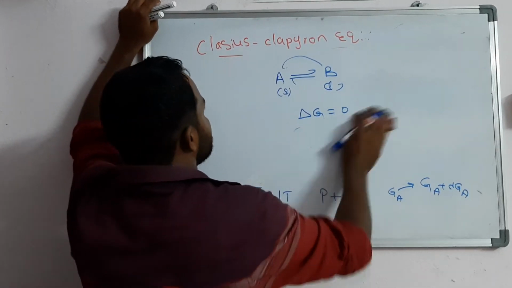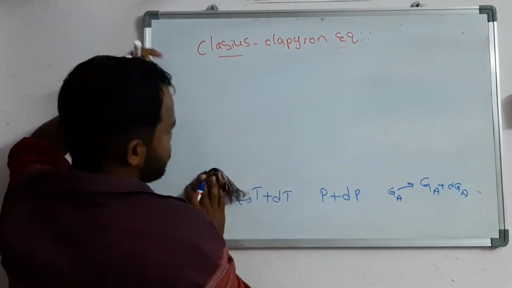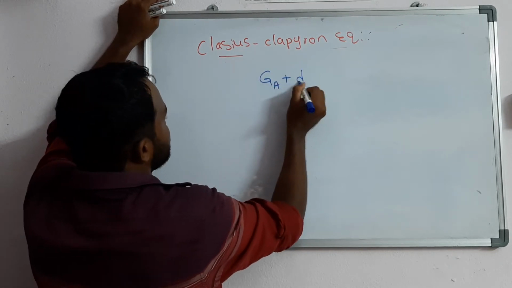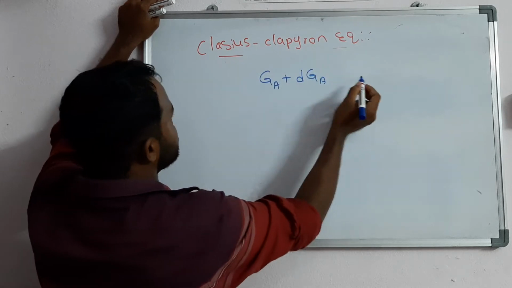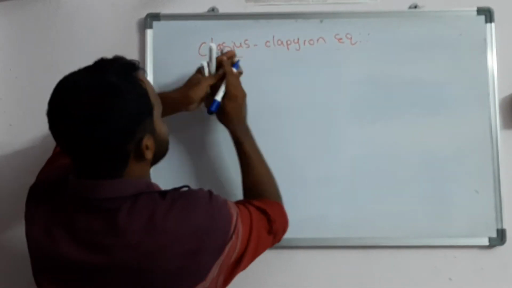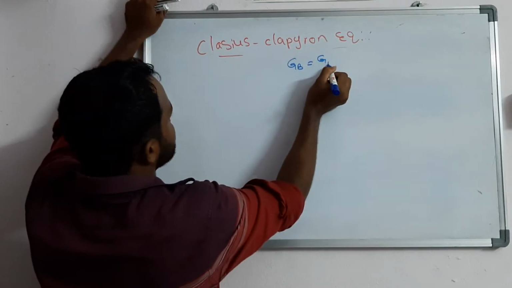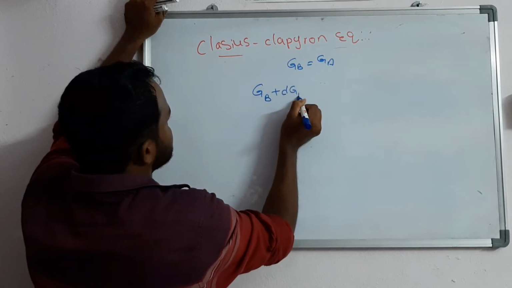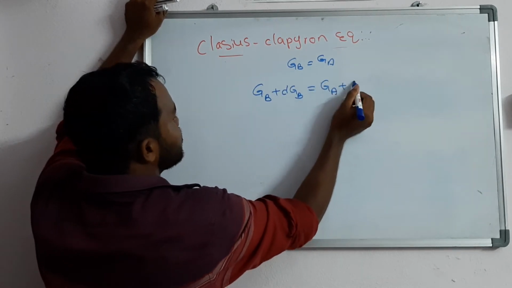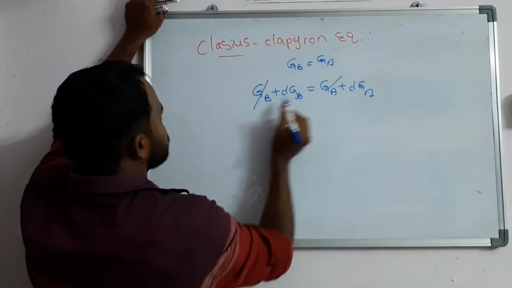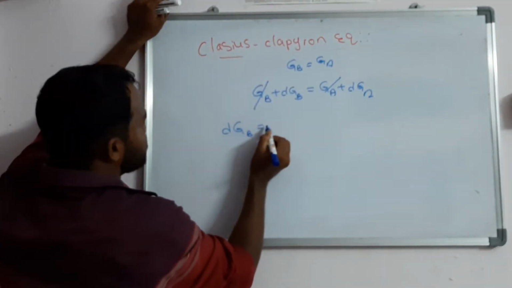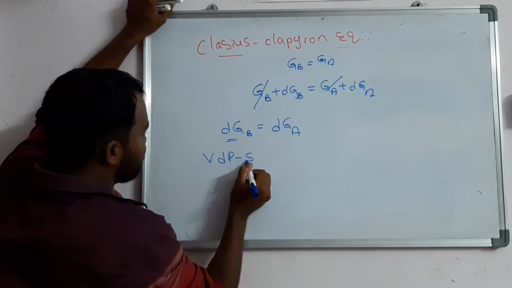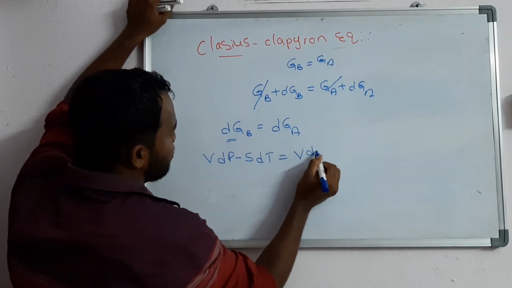So after writing that, we will get the equation. Already we discussed that Gb is equal to Ga. So Gb changes to Gb plus dGb, which is equal to Ga plus dGa. Since we already know that Gb is equal to Ga, we are left with dGb is equal to dGa. dGb equal to dGa means, already we know dG is equal to VdP minus SdT.